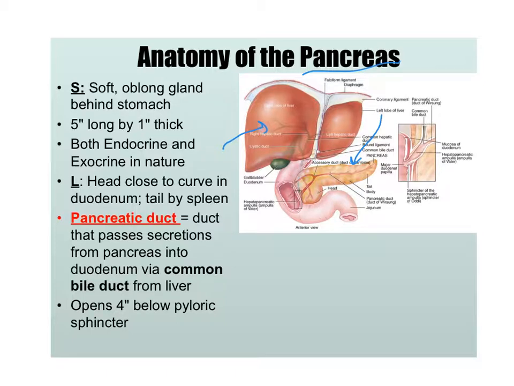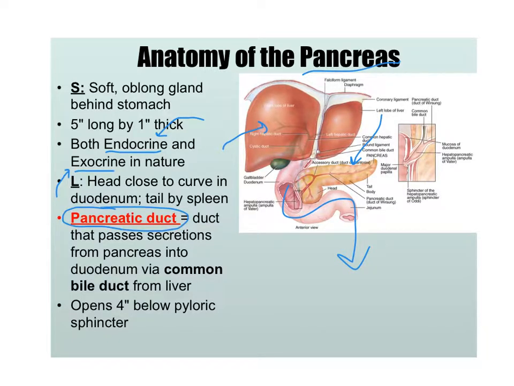Now, what you need to know is that the pancreas is considered both endocrine and exocrine in nature. In its endocrine function, it's releasing its contents, its hormones, directly into the bloodstream. Now, in its exocrine function, it's releasing its contents into the gastrointestinal tract or the alimentary canal. Even though that's still in your body, that canal is eventually going to leave your body, so it's considered exocrine.